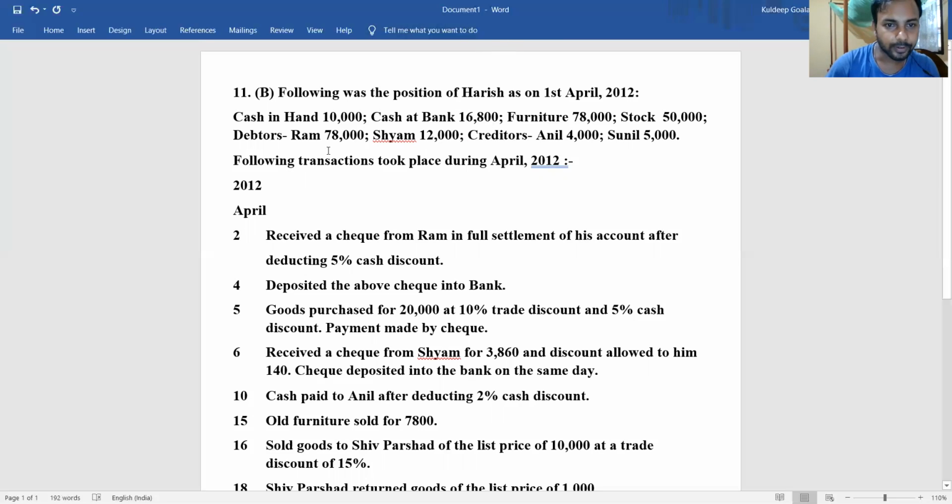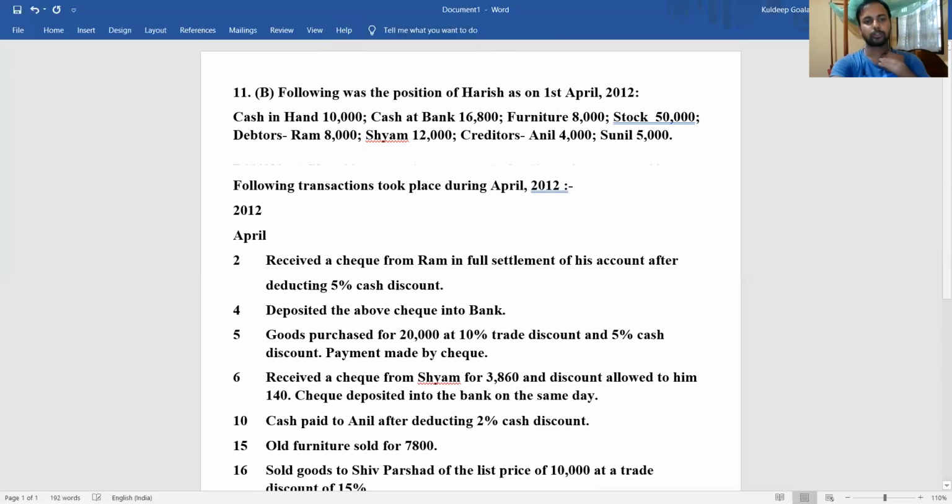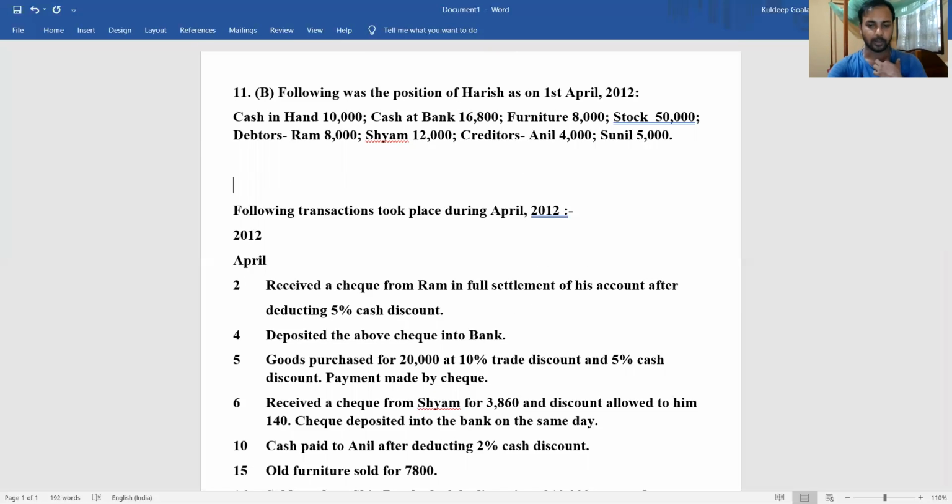Now the value of Ram is only 8,000. In the same way, furniture is also only 8,000. Okay, so there is some typing error. Now first of all we will give an opening entry. Just try to understand what an opening entry is. An opening entry is an entry which shows the opening balances of our assets and liabilities in the books.